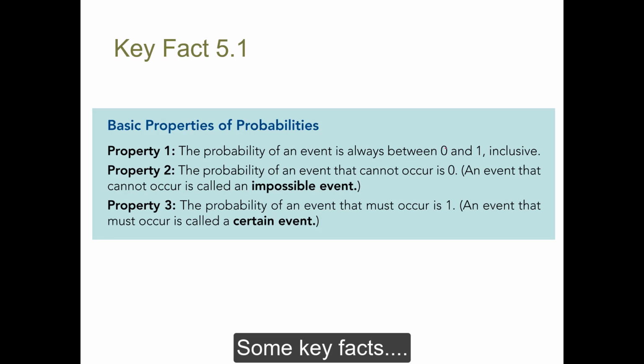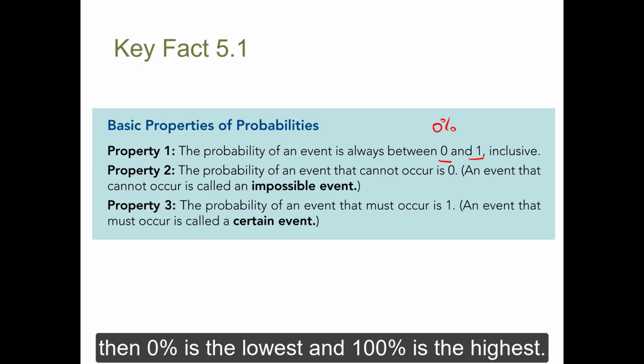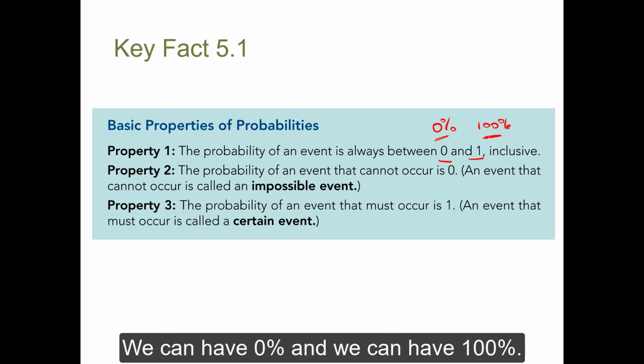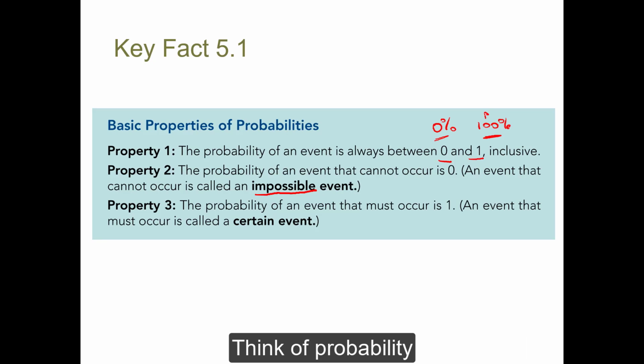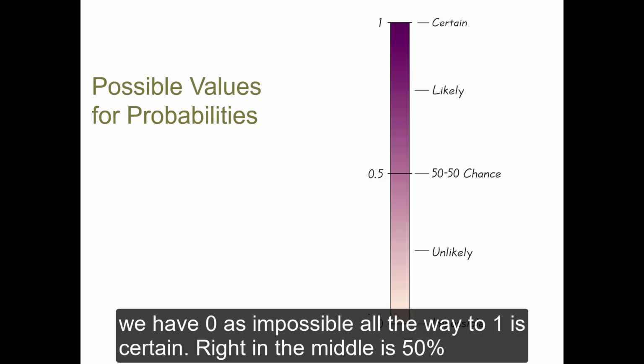Okay, so some key facts. Probability of an event is always between 0 and 1. So you can't have negative probability, and you can't have a probability over 1. If you're thinking of percent, then 0% is the lowest, 100% is the highest. We can have 0%, just like we saw, and we can have 100%. If you get a 0%, that's an impossible event. If you get a 100%, then that is a certain event.